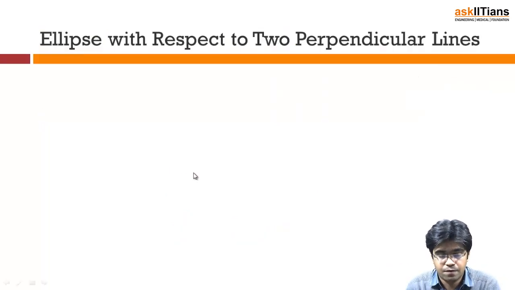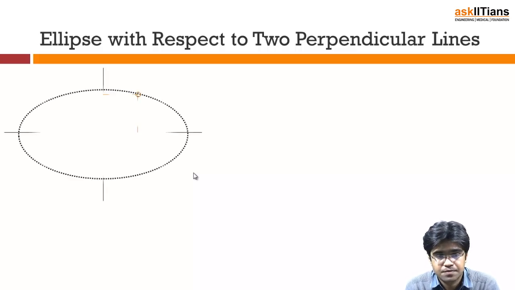Now we'll move to the last concept of this chapter, that is the ellipse with respect to 2 perpendicular lines. Now what we have done is that we have taken our ellipse to somewhere else, we have rotated it as well, and we have done many things. Now the final form of the equation of ellipse comes when you are given 2 perpendicular lines. Remember that you need only 2 perpendicular lines to plot an ellipse. You can do that with 2 perpendicular lines very easily.